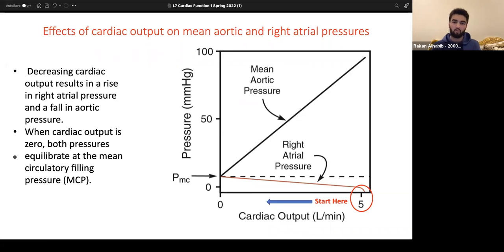So effects of cardiac output on mean aortic and right atrial pressure. When I decrease the cardiac output, this results in a rise in right atrial pressure and a fall in aortic pressure. How can I explain this? If I pump more blood into the aorta, you're going to have more blood going out of the aorta and less blood in the veins. Therefore the venous return is less, and therefore the atrial pressure is higher.